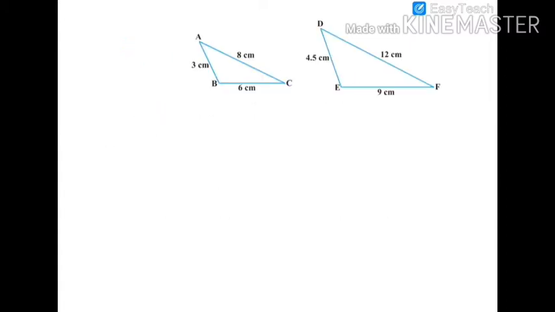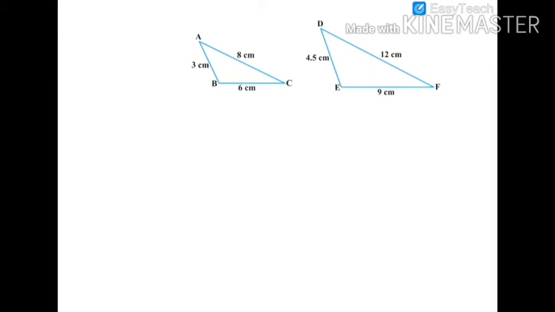Now perform another activity to obtain the second criteria. Construct triangle ABC with sides 6 cm, 8 cm and 3 cm. Then construct triangle DEF with given sides, that is 9 cm, 12 cm and 4.5 cm. Then measure all angles of triangle ABC and all angles of triangle DEF.